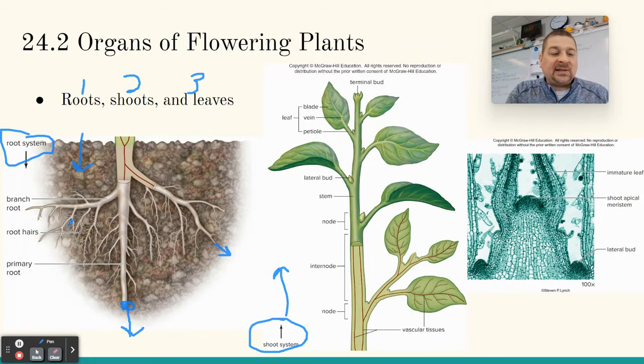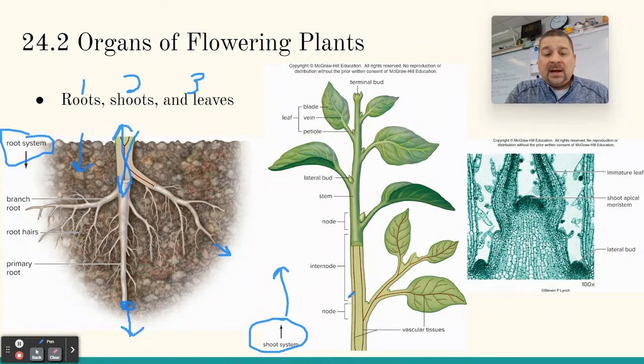We see some specializations like we see here with root hairs. The main job here is absorbing water and minerals to send up to the leaves and the shoots, and they will be receiving organic materials like sugars, sucrose, down into the roots for storage as well.